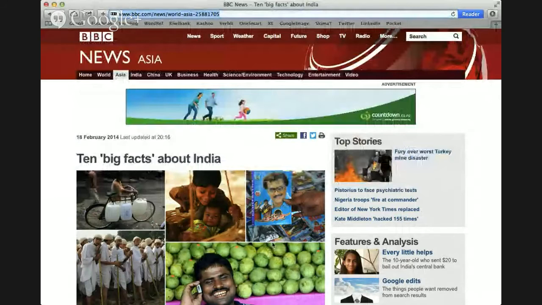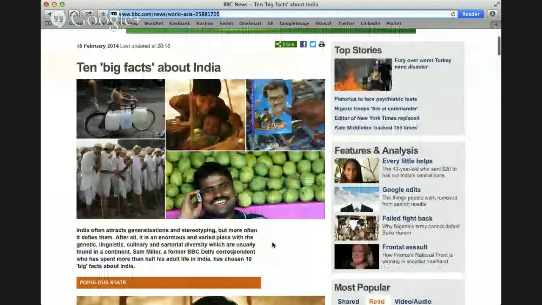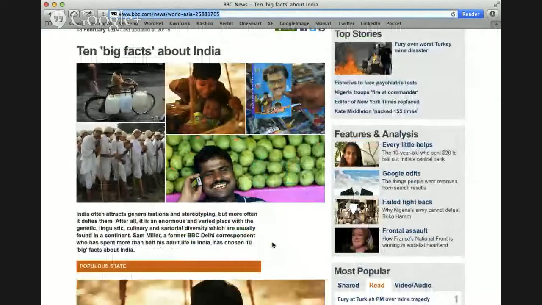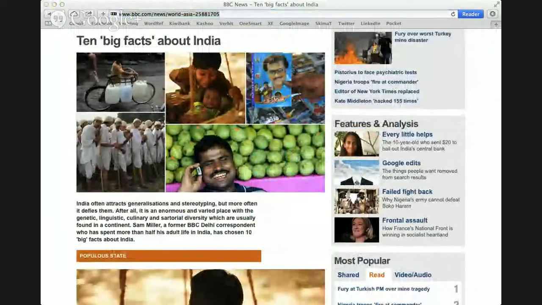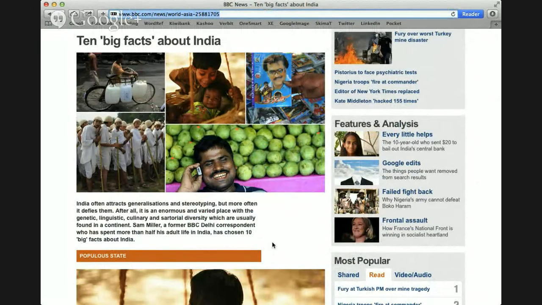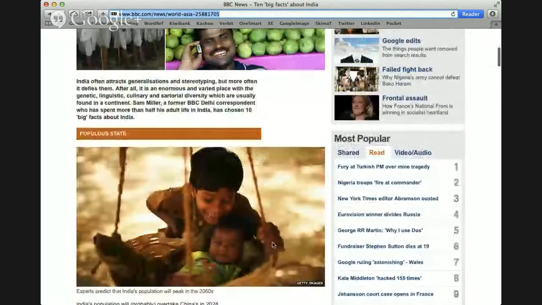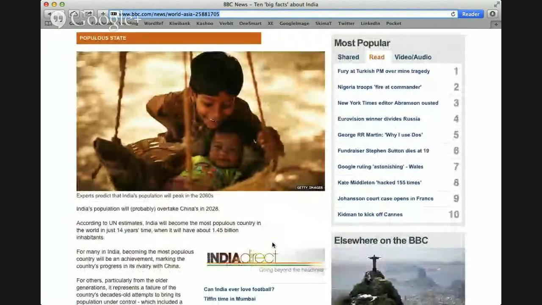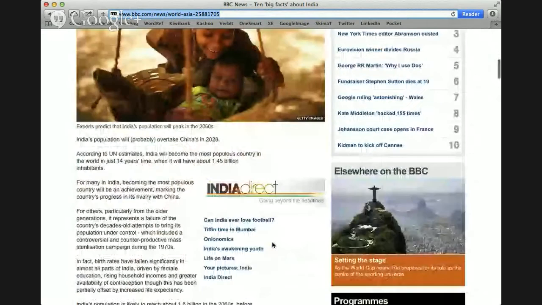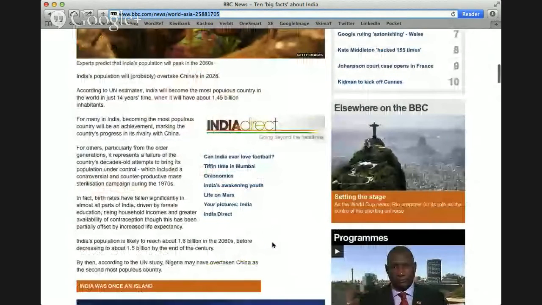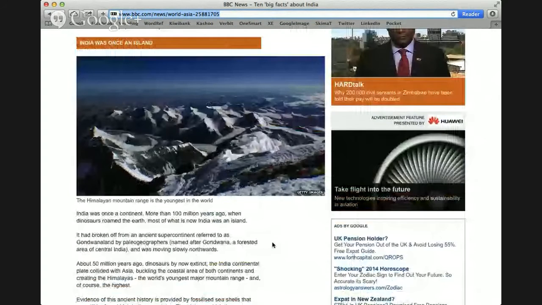So we've got a nice, interesting and quite long article about India. Has anyone ever been to India? No, I haven't. No? Alright, so none of us have first-hand experience. We're all going to be learning it together, because I haven't either. We've read so far that it's a very populous state, so it has a lot of people, which I think we probably know. It used to be an island, a very, very long time ago.